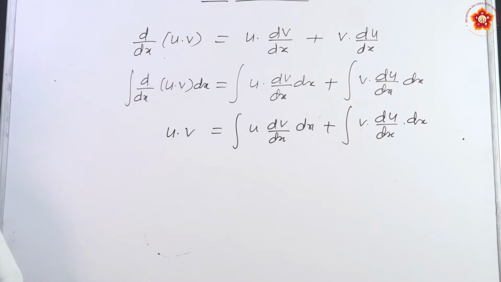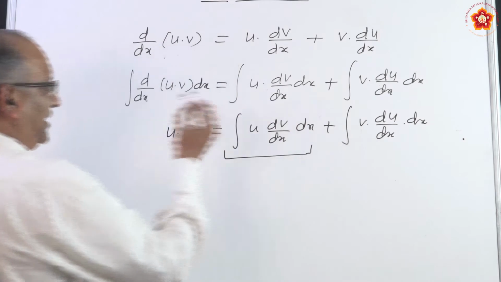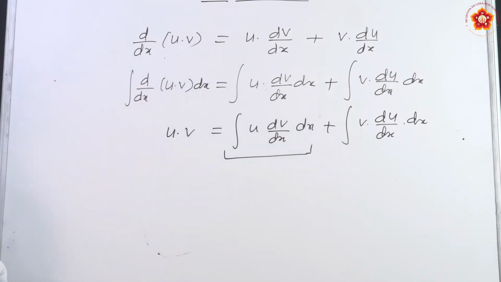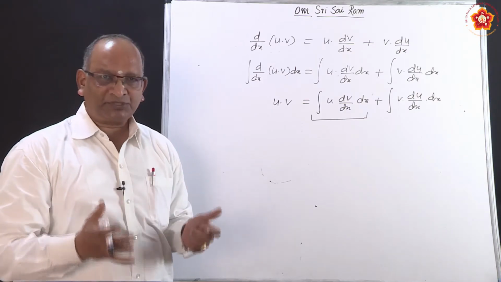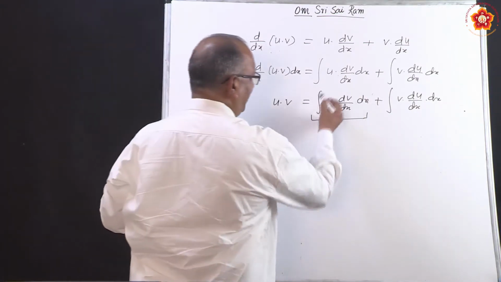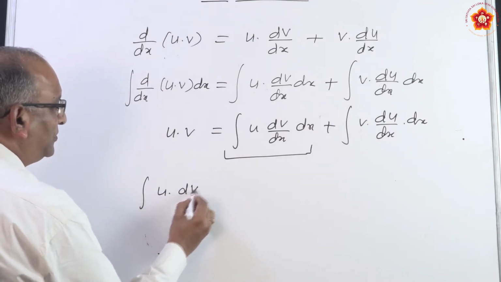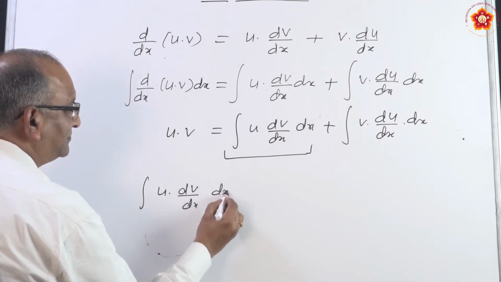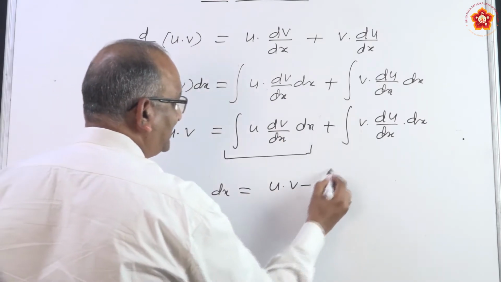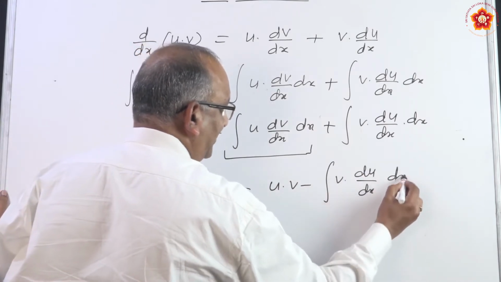Now, what we do is we take this particular function to one side, and the other two functions, this and that, we put them together. Why are we doing it? Because this is the procedure to derive the formula. There is no other logic there. So, this can be written as the integral of u into dv/dx dx equal to u into v minus the integral of v into du/dx dx.